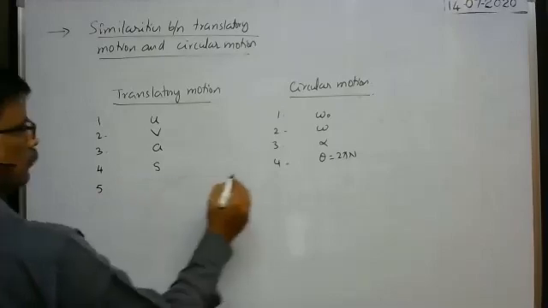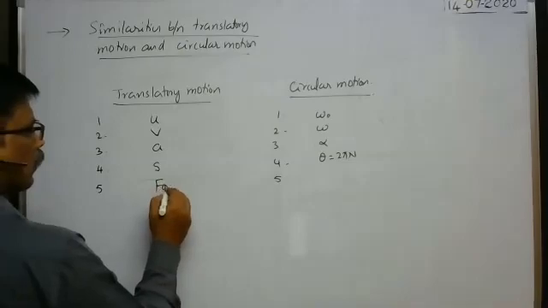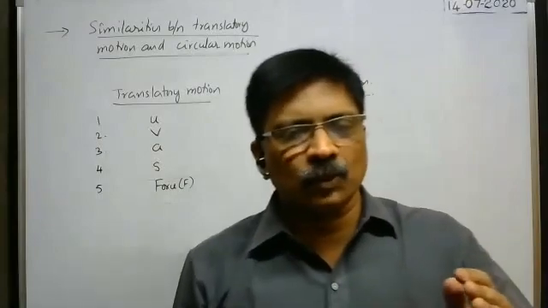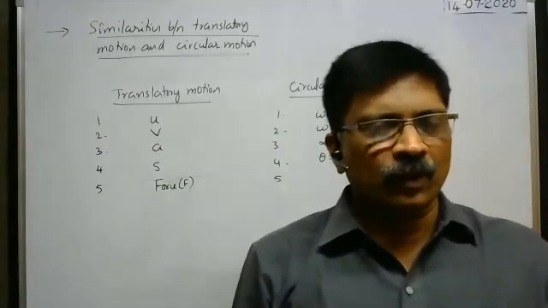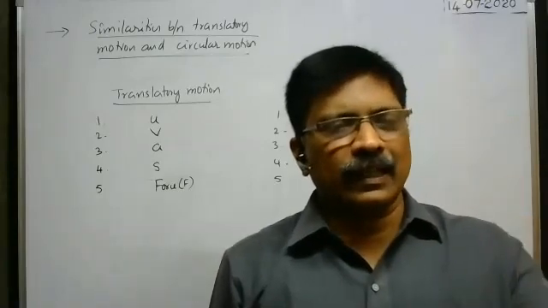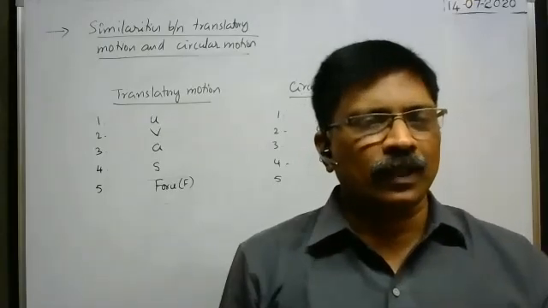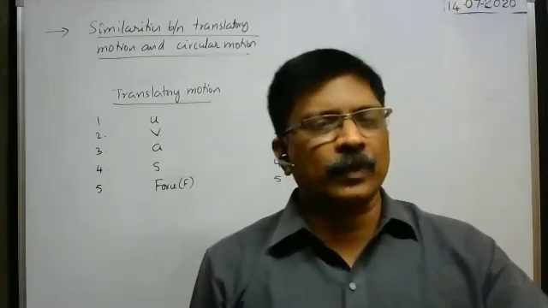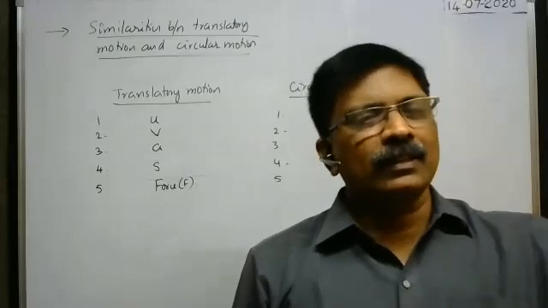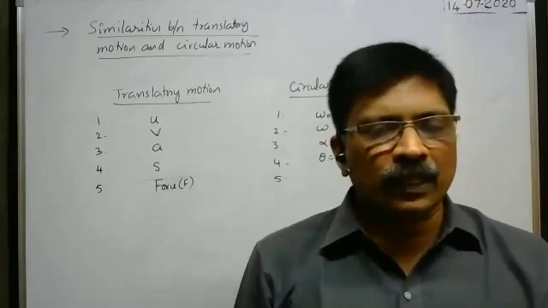Next, force F. In order to change the translatory motion of a body, we need force. When a body travels along a straight line with a certain velocity, in order to change its velocity, force is required. Similarly, when a body moves along a circular path, to change the angular velocity of the body, torque is required. That's why in translatory motion force, and in rotating or circular motion torque, both are similar terms.